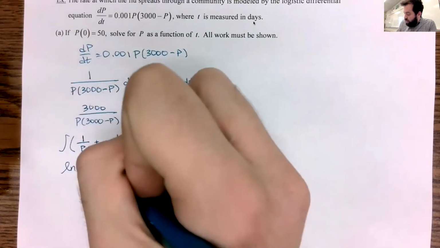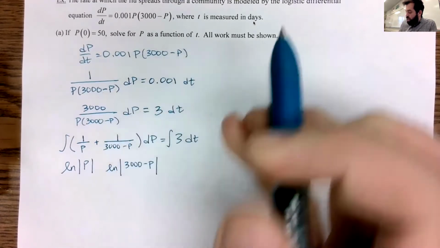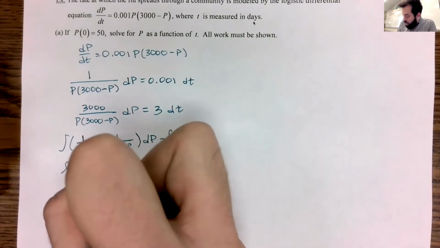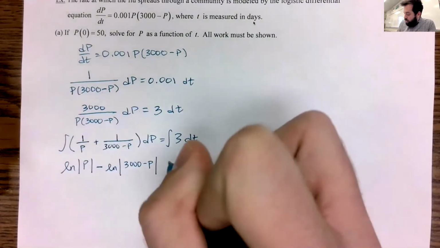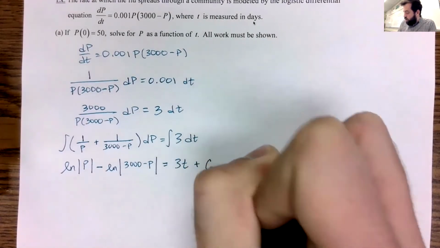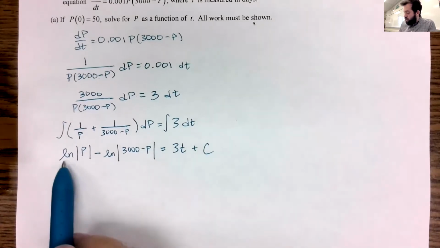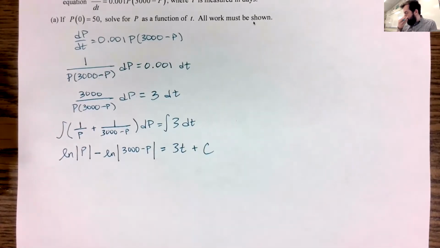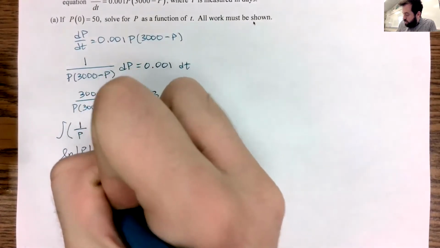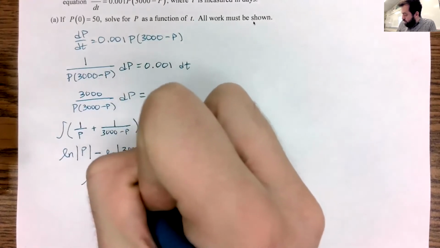And we're going to end up with the natural log of the absolute value of 3,000 minus p. And because the p is negative here, we're going to have to multiply by -1. So this becomes minus. And on the right side, we end up with 3t. And then we've got to put our plus c, right? Okay, so the natural log minus another natural log can be combined using division. So we can combine this to the natural log of p over 3,000 minus p.